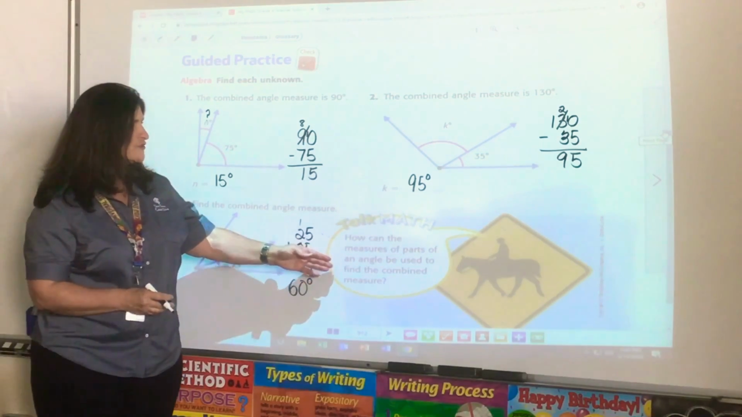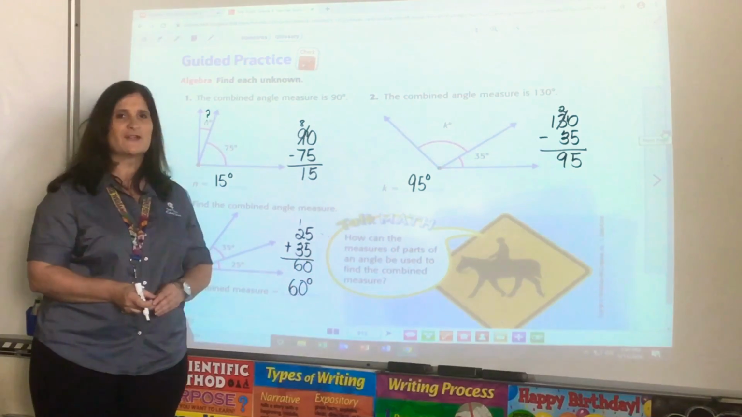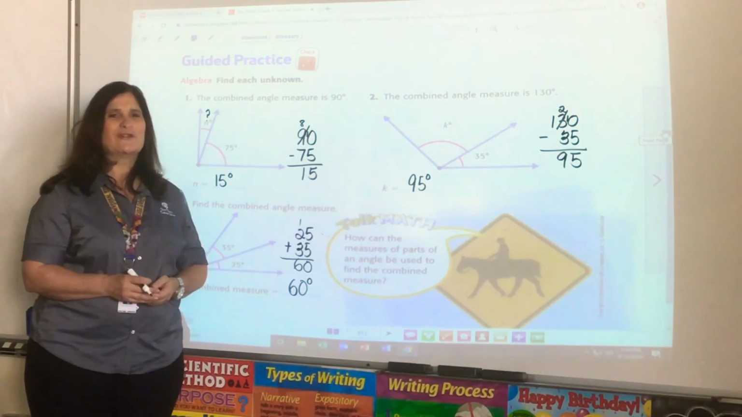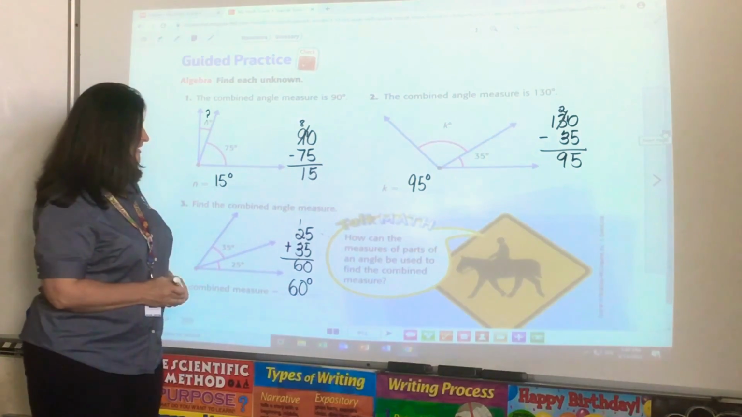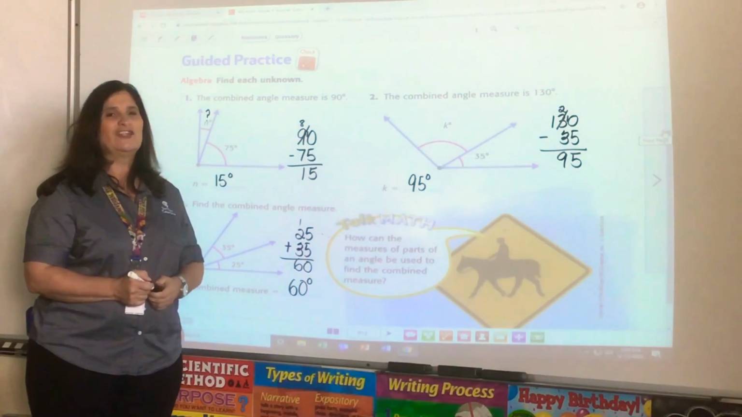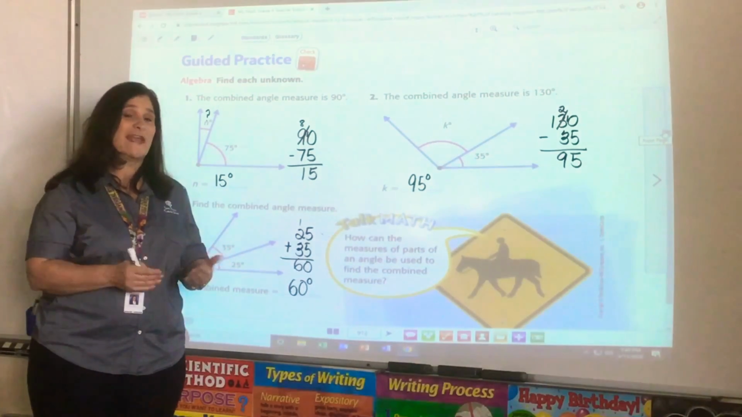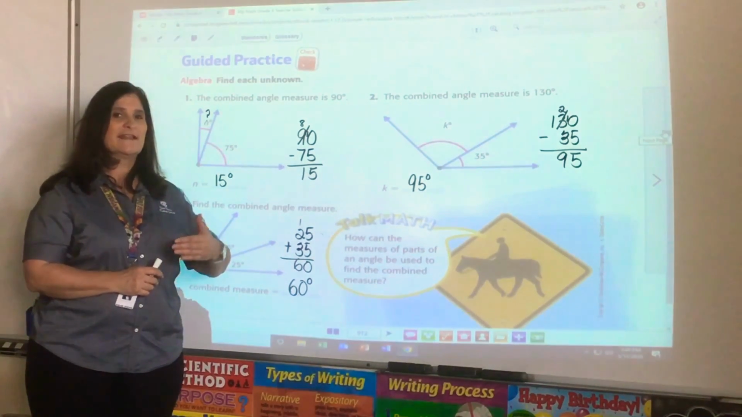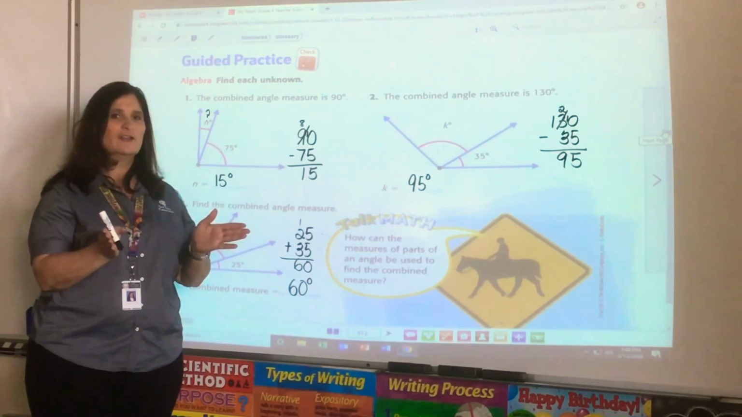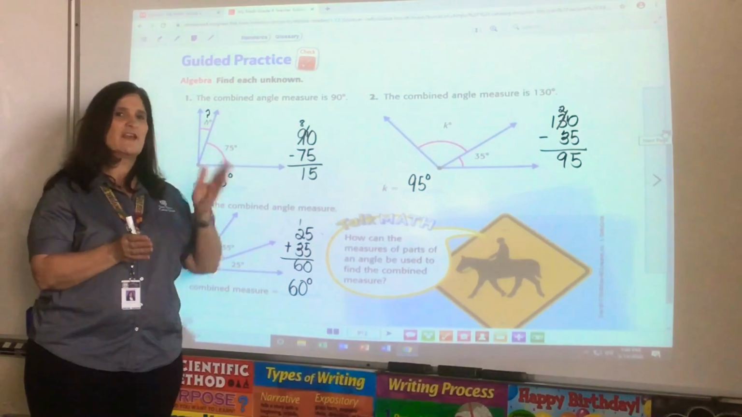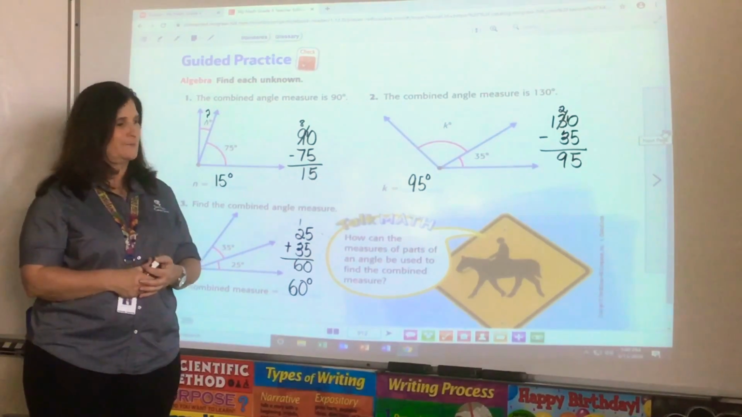So how can the measures of parts of an angle be used to find the combined measure? All you're going to do is add the smaller parts that you do know. Okay, and if you know the combined, then you would subtract the smaller angle or one of the angles that you don't know to find the other angle. If they have two angles within a larger angle, one they give you the degree and the other one they don't, but they give you the combined, you would use subtraction.